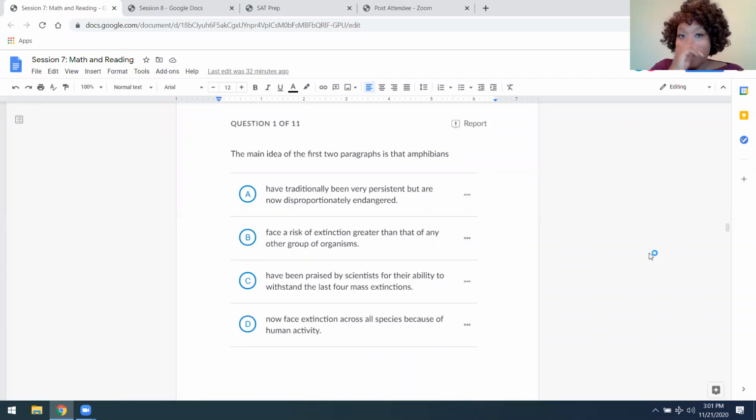Okay, so the main idea of the first 2 paragraphs, this is just in case you were able to do it just now. The main idea is A, that amphibians have traditionally been very persistent, but are now disproportionately endangered.